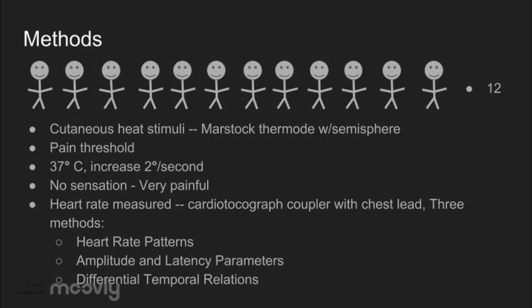There were 3 different methods of evaluating the heart rate response. First was a classification of the distinct heart rate patterns. This method looked at the average evoked heart rate responses over 3 temperature classes for each subject. Second was the amplitude and latency, or delay, parameters of the different heart rate patterns. Third was the differential temporal relations of the early and late response types, which was compared to the intensity of the pain stimulus.